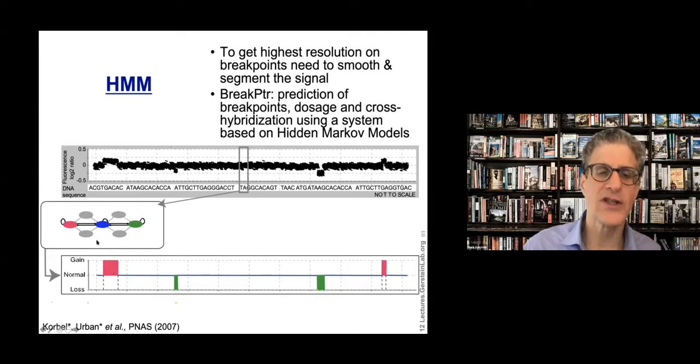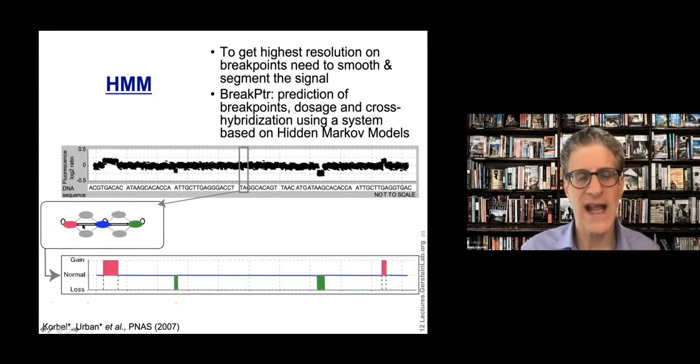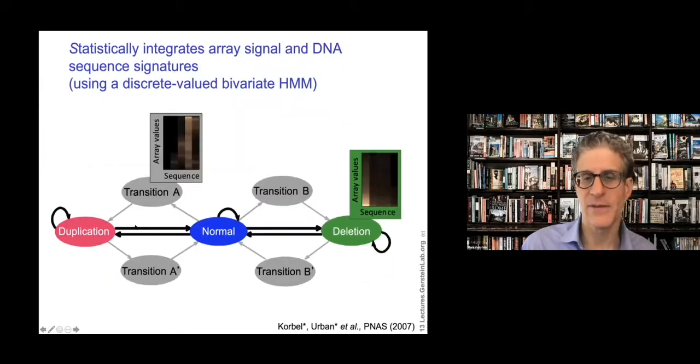And you're going to see what's the most likely sequence of hidden states. That's these red, blue, and green things that match. And then the sequence of hidden states tells you, are you in the gain state? Are you in the deletion state? And it gives you a particular thing here.